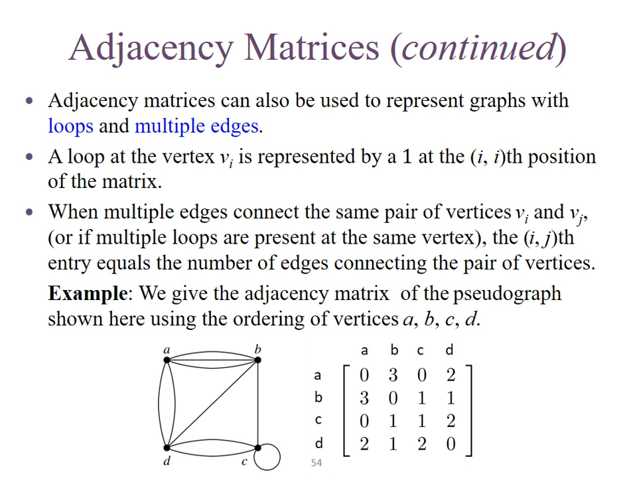Okay, so the adjacency matrix for a pseudo graph. You can see it is also a symmetric matrix, right? Is that symmetric? Because the entry between A and B is 3, and B to A is also 3.